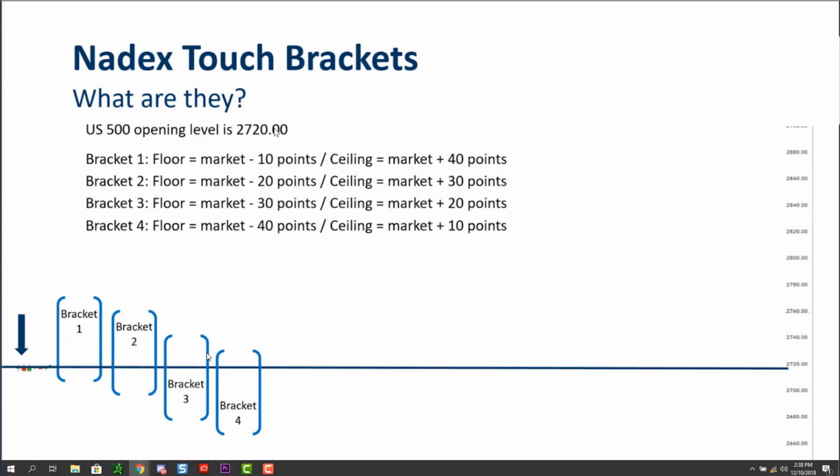And then the third and fourth, it'll be the opposite. So it'll be 20 points to the upside, 30 to the downside, 10 to the upside, and then 40 to the downside. So if you want to go long the market, you're probably going to want to look at brackets 1 and 2. And if you're looking for short opportunities, you want to sell 3 or 4. And that will just give you positive risk reward ratios. However, you can trade any bracket, any direction.